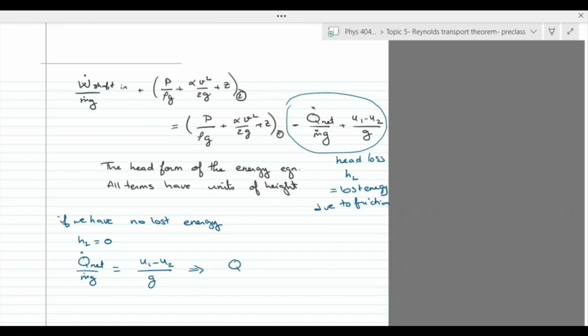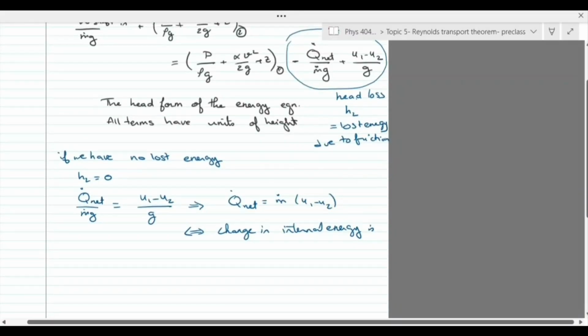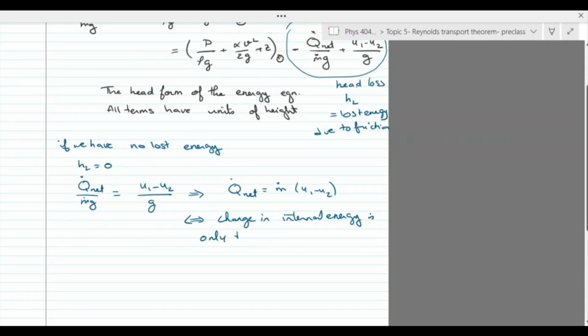What does this tell us? Q dot net is now equal to m dot into u1 minus u2. This is telling me that the change in internal energy is only due to heat exchange. This is in the situation where I have no irreversible processes.